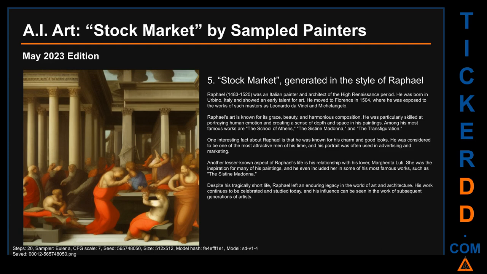in advertising and marketing. Another lesser-known aspect of Raphael's life is his relationship with his lover, Margherita Ludi. She was the inspiration for many of his paintings, and he even included her in some of his most famous works, such as The Sistine Madonna. Despite his tragically short life, Raphael left an enduring legacy in the world of art and architecture. His work continues to be celebrated and studied today, and his influence can be seen in the work of subsequent generations of artists.